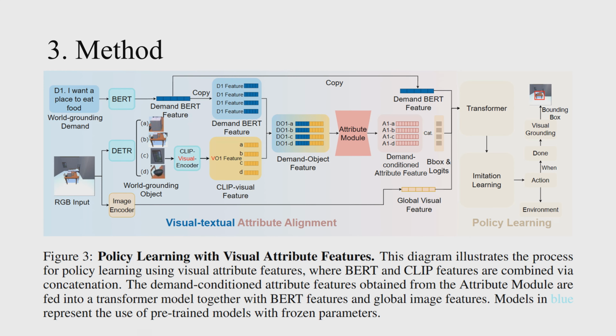During navigation, we load the attribute module trained previously. We first use DETR to crop object instance patches in the RGB input. Then these patches are encoded by a CLIP visual encoder, concatenated with the demand BERT features, and fed into the attribute module to obtain the aligned demand conditioned attribute feature. Finally, we use imitation learning to train the policy.